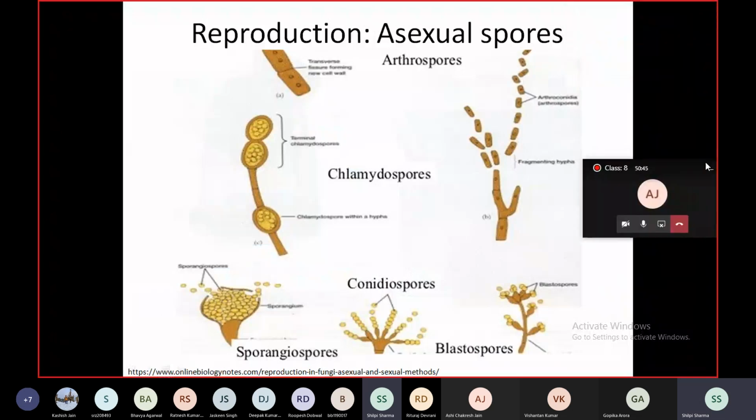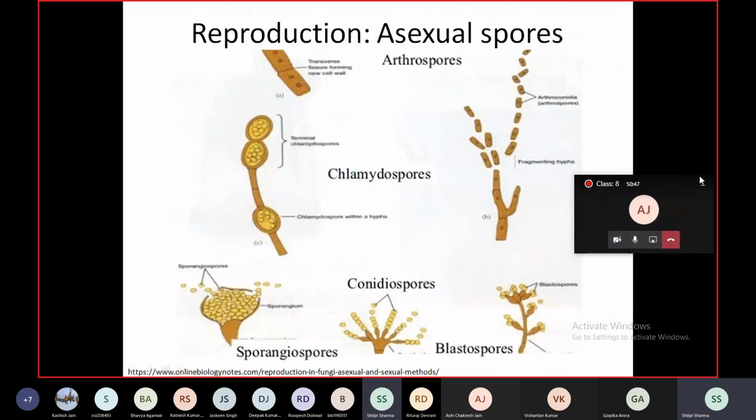Now, fungi can reproduce asexually by fragmentation, by budding, or by producing spores. The fragments of fungi can grow into new colonies, whereas during budding, a bulge forms on the side of the cell. The nucleus divides mitotically, and then you will see that the bud detaches itself from the mother cell.